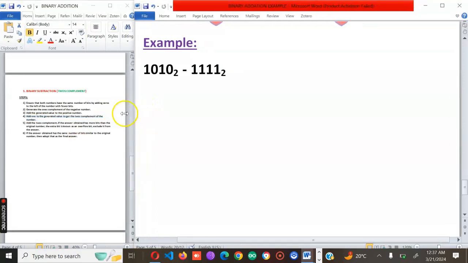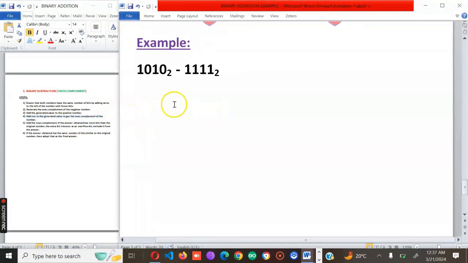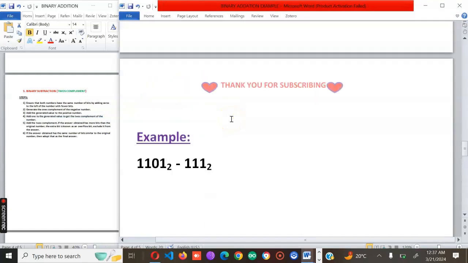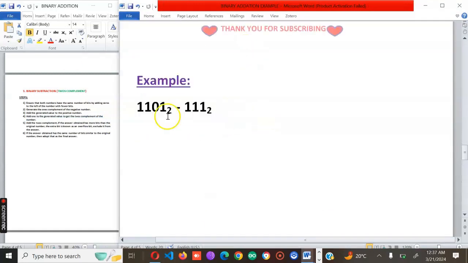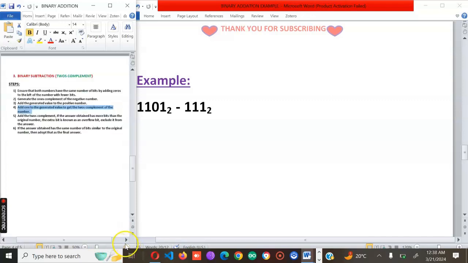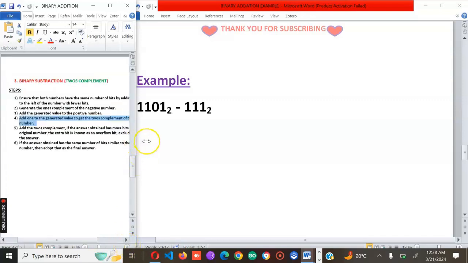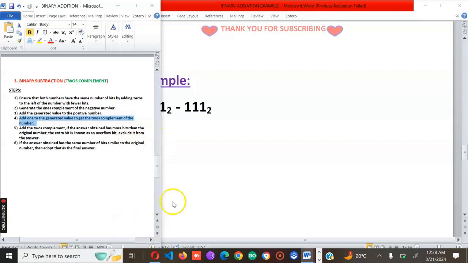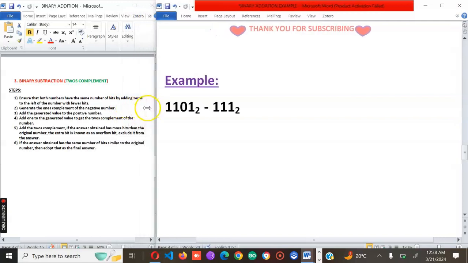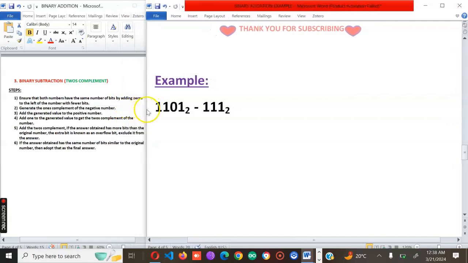Then we have this case. Let me start with the same example that we had, that is 101 minus 111. I think this seems too small, so it's better to adjust it. Let me try to do this so that you can see what I'm doing. For this one, I will try to minimize it, and move it from this other side.